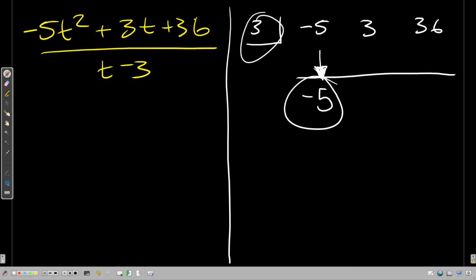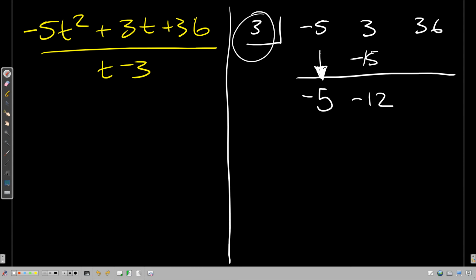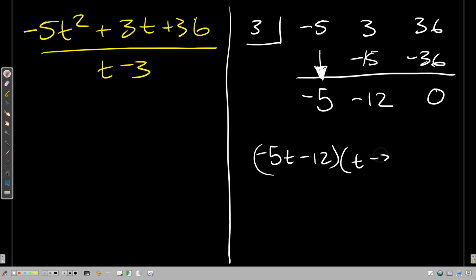3 times minus 5, that's a minus 15. A minus 15 plus 3, that's minus 12. Okay, and then you repeat. 3 times minus 12, that's minus 36. And when you add the 36 and the minus 36, you get 0. You now know that basically that numerator factored like this: minus 5t minus 12 times t minus 3. That's what the numerator is.